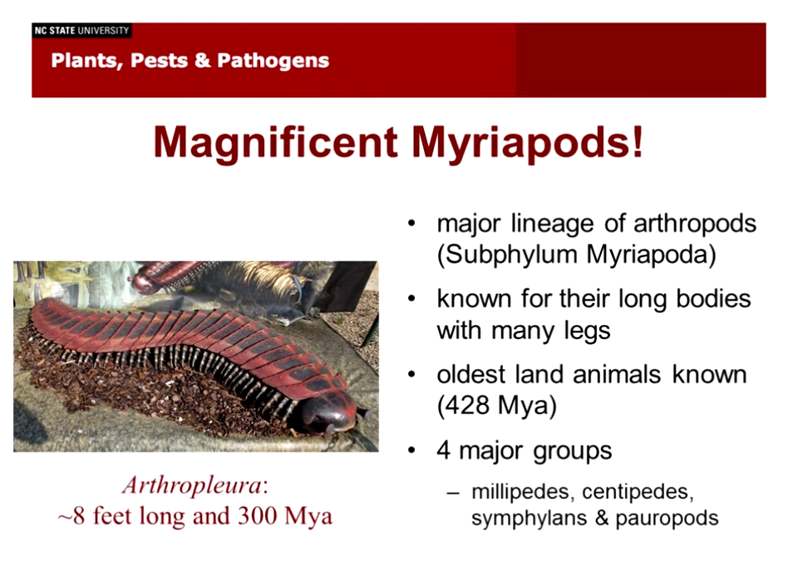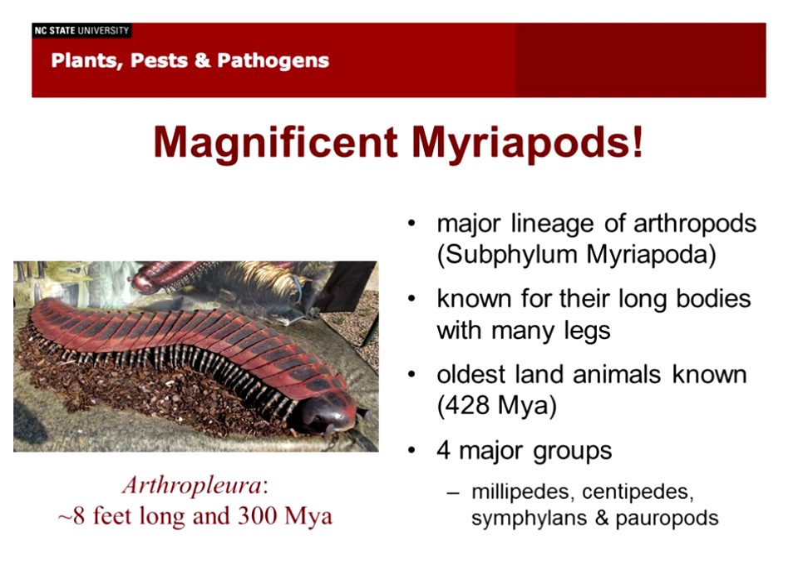But just for a refresher, this is a major lineage of arthropods. They're known for their long bodies with many legs. And they're actually the oldest land animals known. There's a millipede known from 428 million years ago. And about 300 million years ago, there was an 8-foot-long myriapod, Arthropleura.